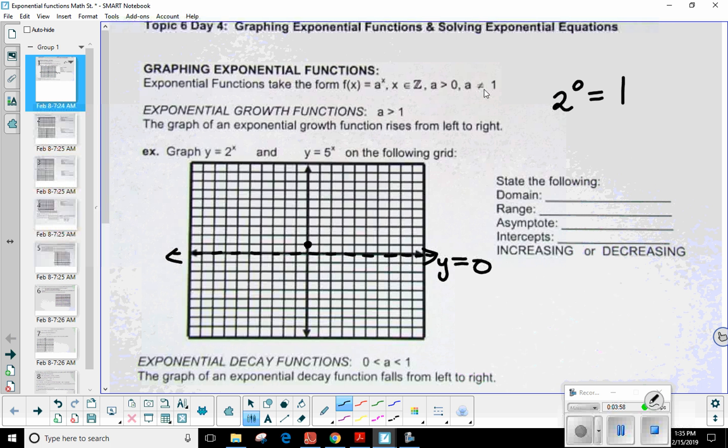Another good characteristic: each one of these parents is always going to start at 1, whether it's a growth or a decay, but if you have a scale factor in front of it, like if I wrote 2 to the x as 3 times 2 to the x, then his y-intercept would be what? 3. In that situation, the y-intercept would be your scale factor up front.